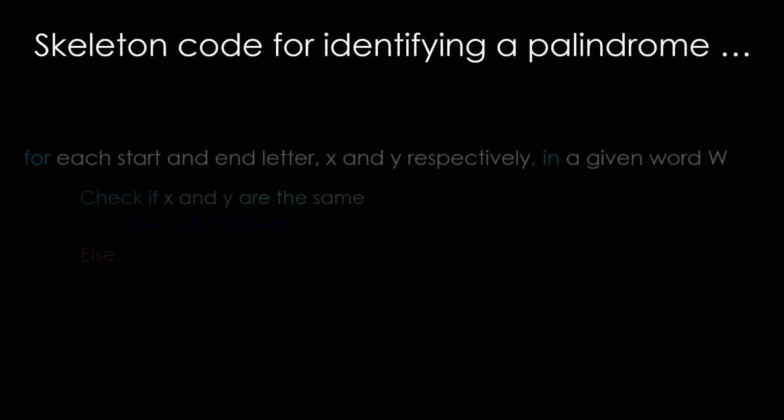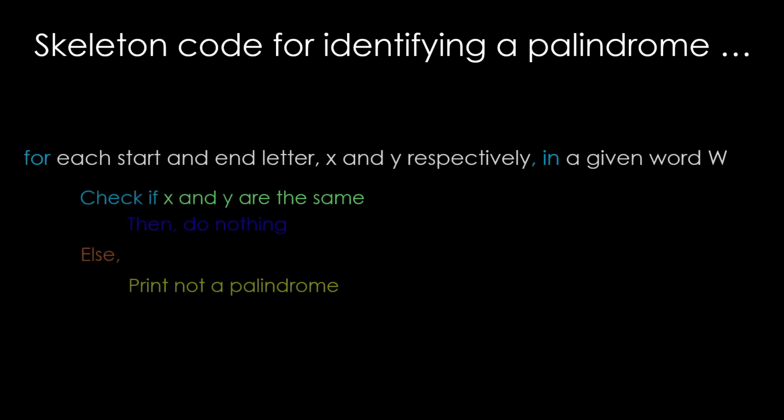Well, one possible way to do this would be, for each start and end letter X and Y respectively in a given word W, check if X and Y are the same. Then do nothing else, print not a palindrome. First, remember that this is a skeleton, so it doesn't need to be perfect in the Pythonic syntax. Next, from the appearance, this skeleton looks good, but we still need to address a few open items.